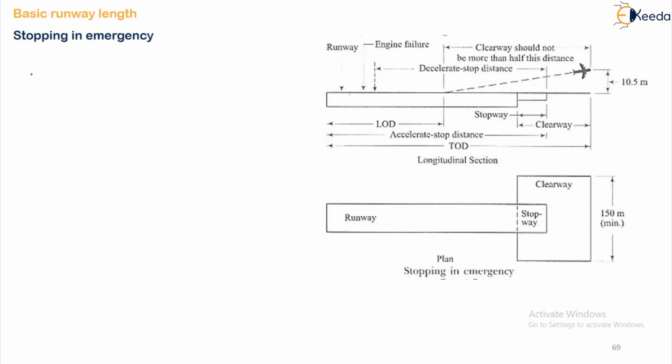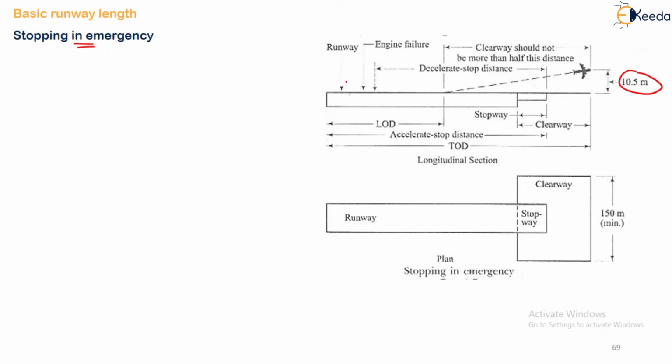The next and the last one is the stopping in emergency length. For the engine failure case, the takeoff distance is the actual distance required to reach a height of how much? 10.5 meters with no percentage applied. Here we are not applying any 115%. This is your liftoff distance, from here it is getting lifted, and to reach 10.5 meters, this will be your takeoff distance.